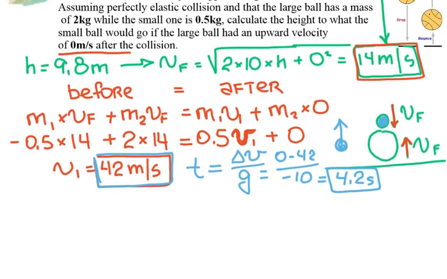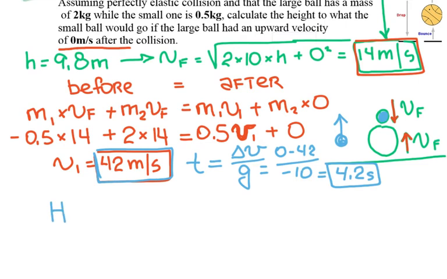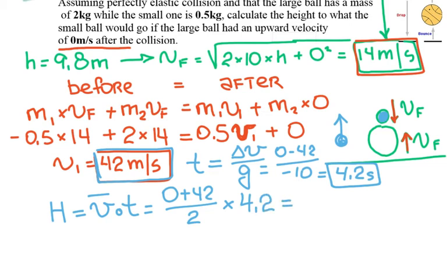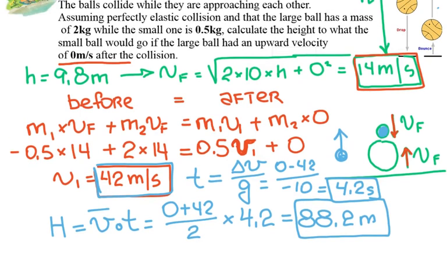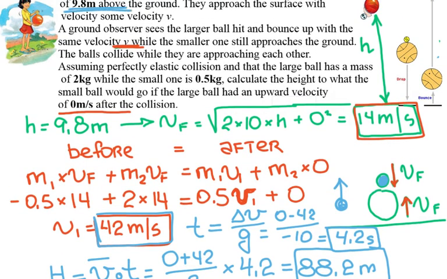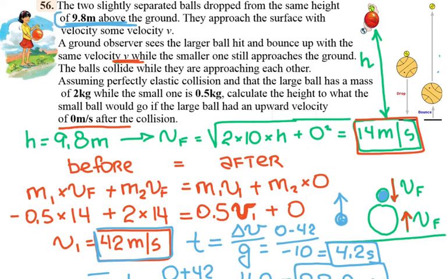And I want to calculate how much higher it will go. The height the little ball reaches is going to be its average velocity times the time. Its initial velocity is 42 meters per second, and its final is 0, so 0 plus 42 divided by 2 is the average velocity. The time it takes to go up is 4.2 seconds. So I get the answer as 88.2 meters. Both balls fell down from the height of 9.8 meters.